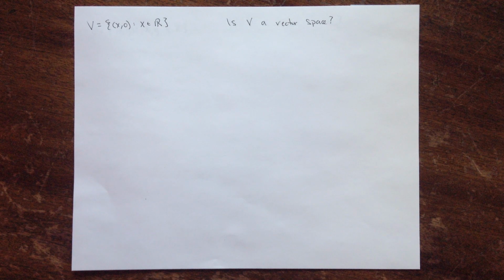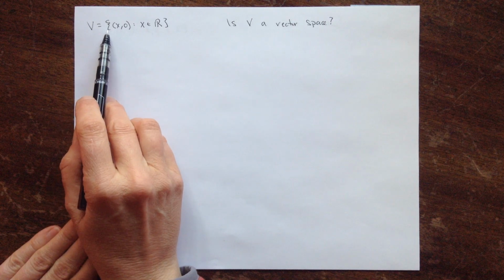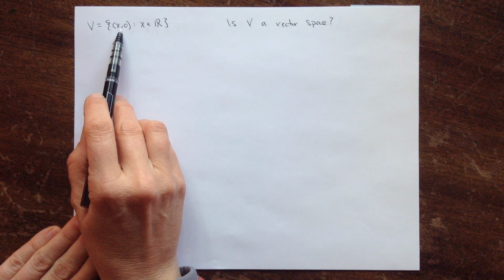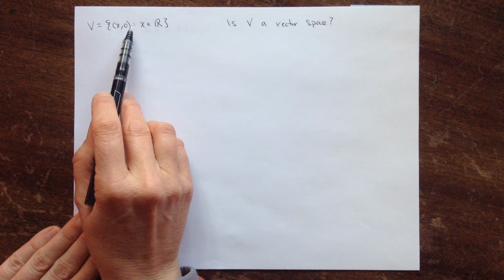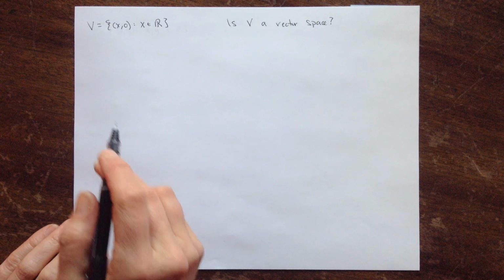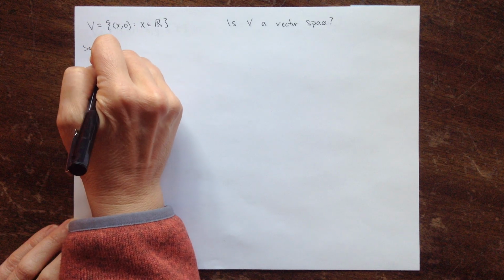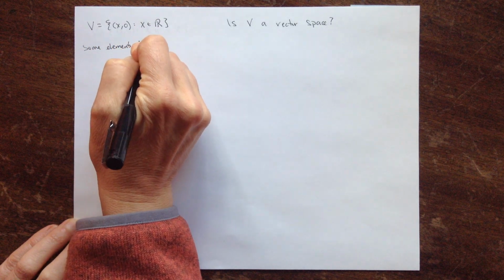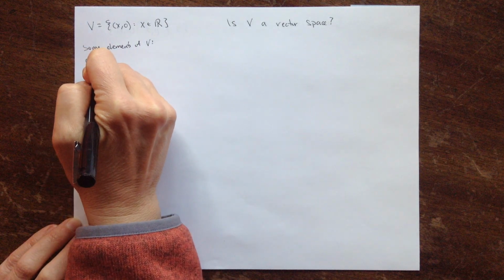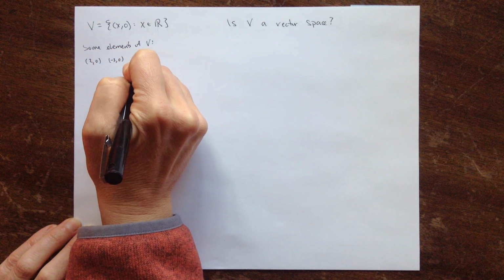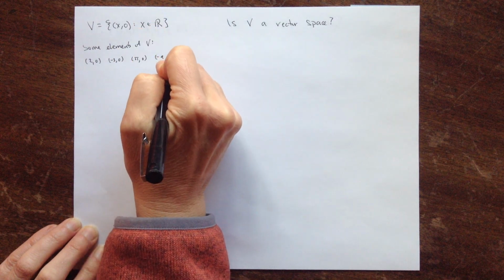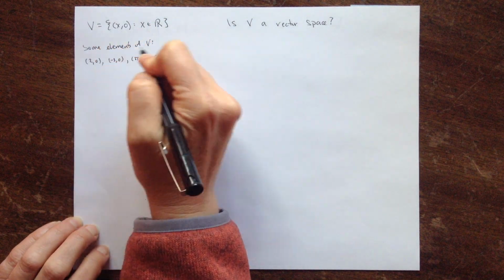Let's play, is it a vector space? So here's a set V of vectors, and they're points in the plane whose second coordinate is 0. So V is the set that contains all points whose first coordinate is some real number, so x is a member of the reals, and the second coordinate is 0. Some elements of V: we'd have 2, 0, and negative 3, 0, and pi, 0, and negative e, 0, and so on.